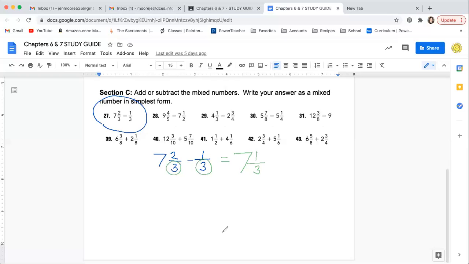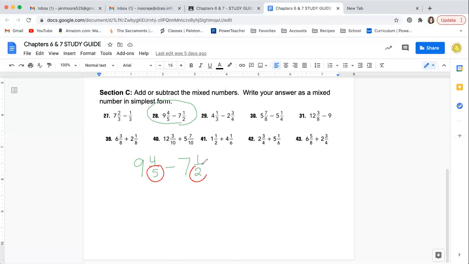Okay, 28. I'm going to be working now on 28. I have 9 4/5 minus 7 1/2. And I'd like you to call attention to your denominators here, because that's the critical part on, am I ready to add or subtract? And the answer here is no, because I do not have common denominators, right?